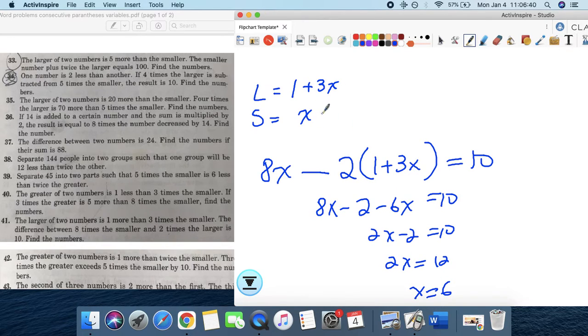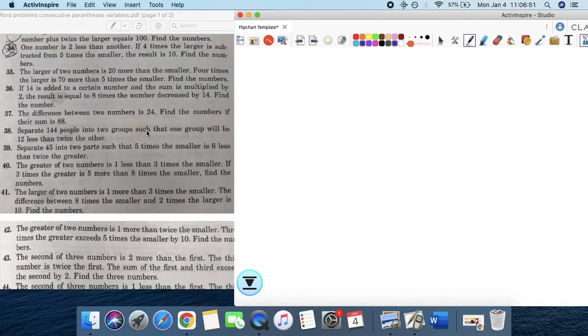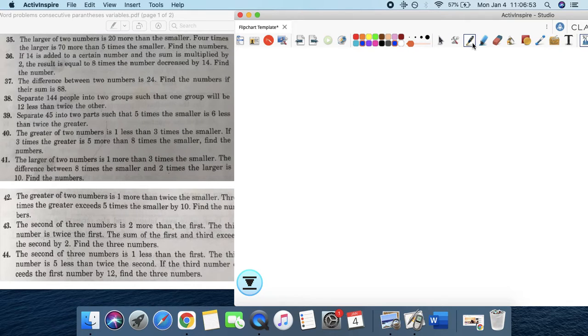So the small number is 6. The large number is going to be 19, because 3 times 6 is 18, plus 1 is 19. Let me just scroll a little bit, so 3 more problems.